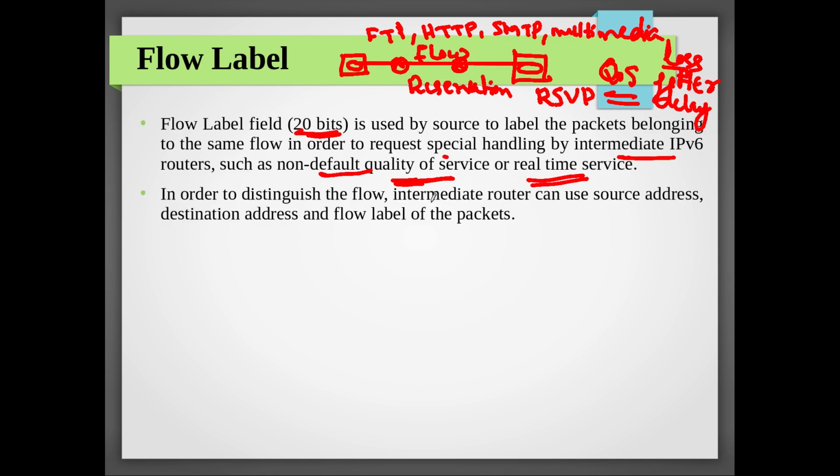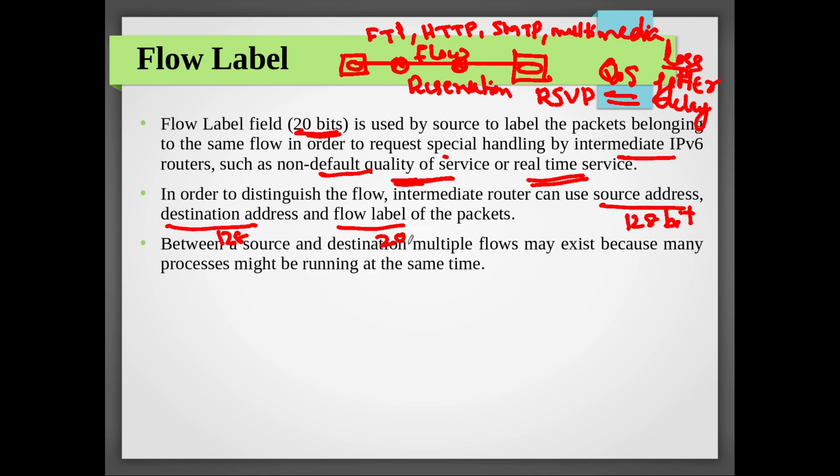Now, in order to distinguish the flow, the intermediate routers can use the source address, destination address and flow label of the packet together, because if you look at the flow label alone, a unique number can be assigned. So along with the flow label, you take the source IP address and destination IP address. The source IP address is a 128-bit field, the destination IP address is another 128-bit field, and the flow label is 20 bits. Together they identify all packets as part of a given flow.